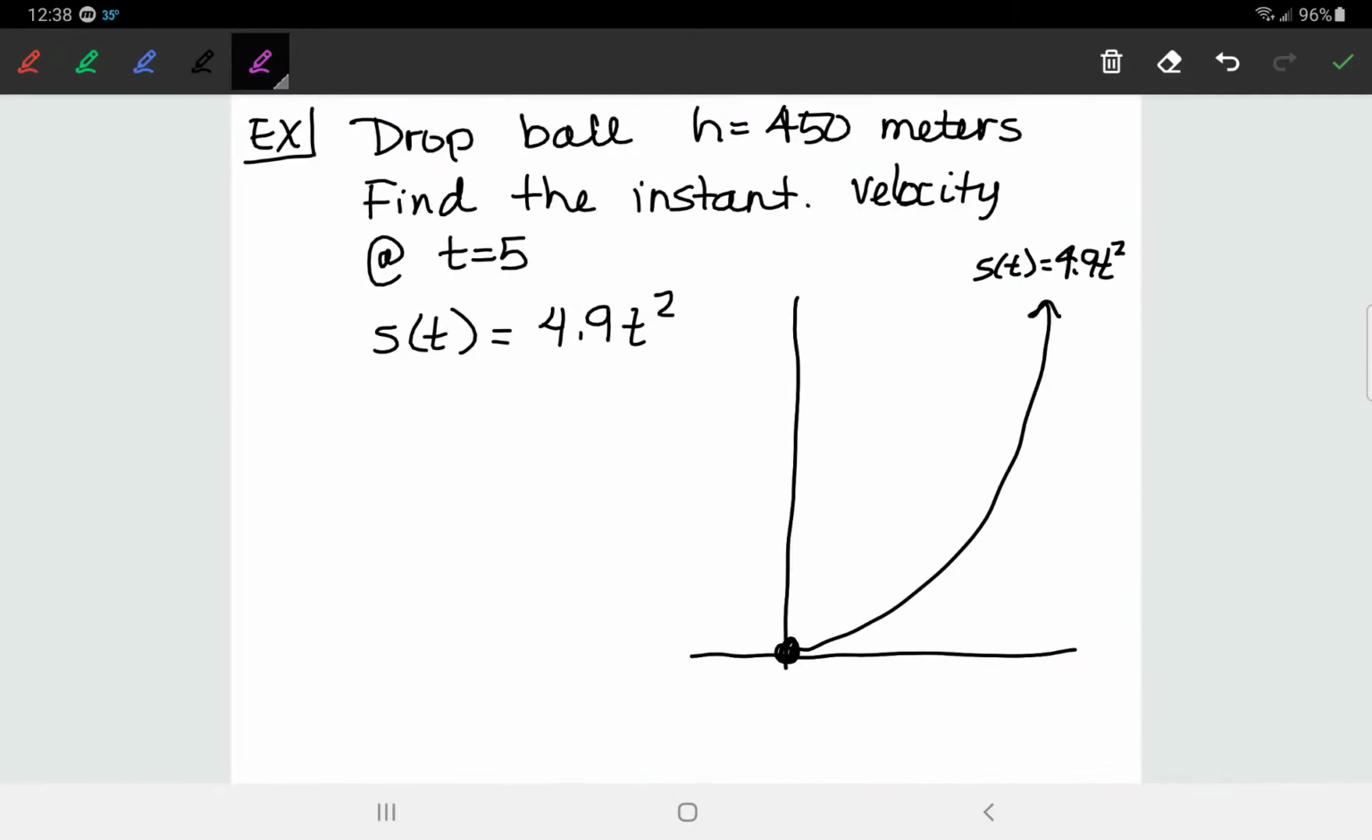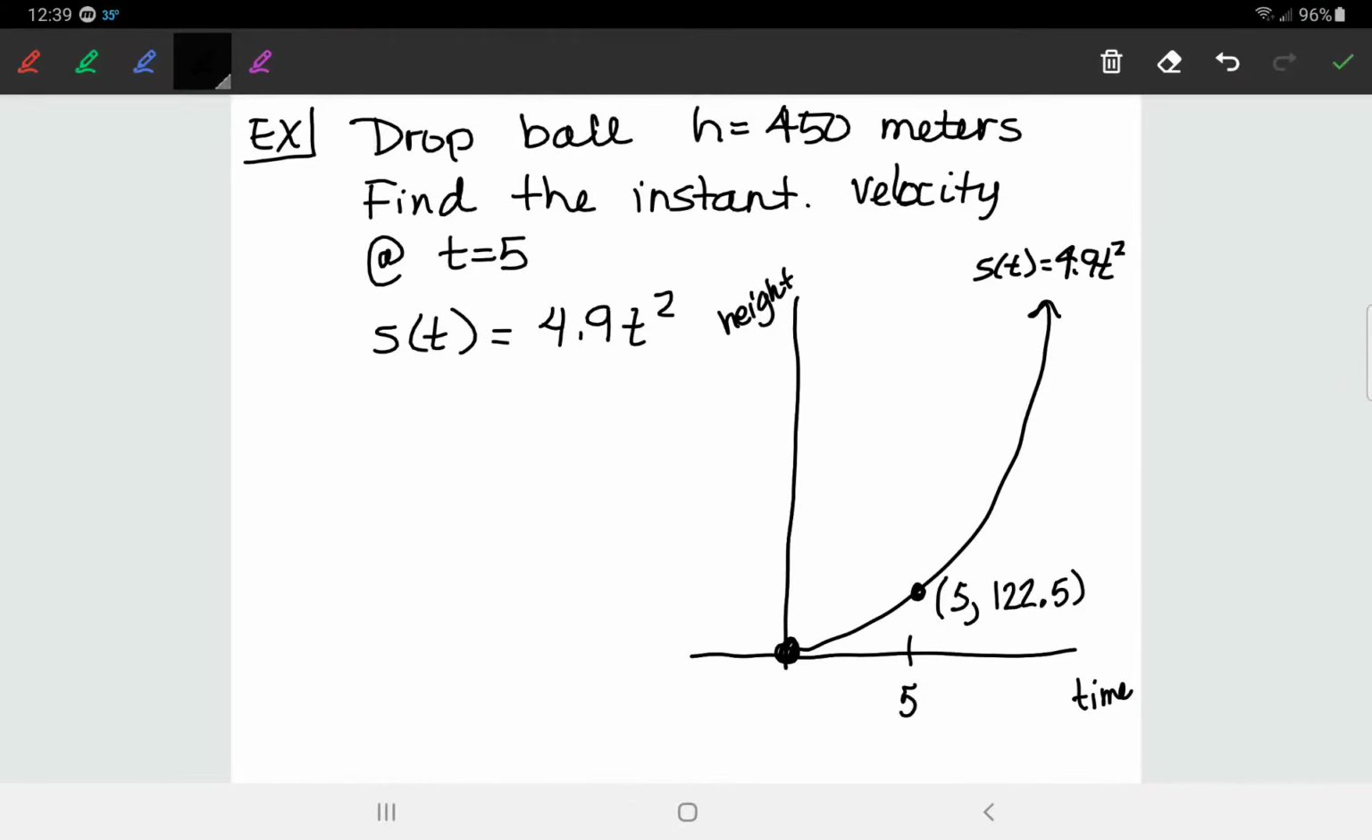So, for example, let's say we're going to drop a ball from 450 meters high. We want to find the instantaneous velocity at t equals 5, and we are given that the position function is 4.9t squared. First, let's find some points. We're looking for the instantaneous velocity when t is equal to 5 seconds. If you put that into the function, we get a position of 122.5. So here's time, when time is equal to 5, and remember, this gives you the position, which in this case is the height of the ball.